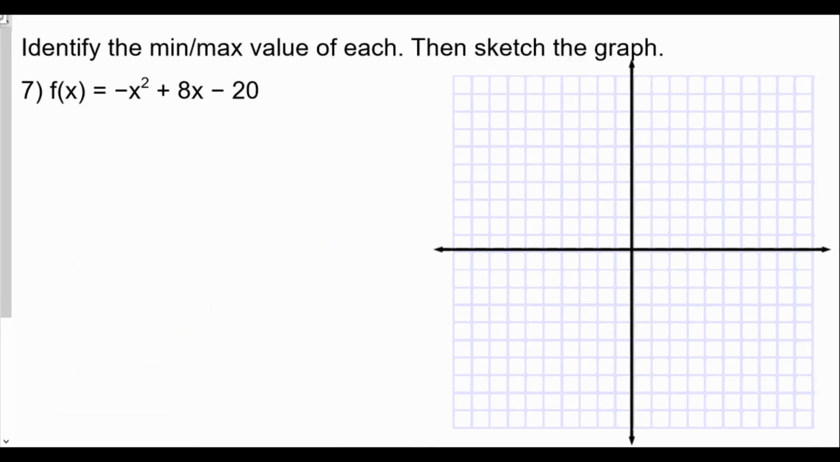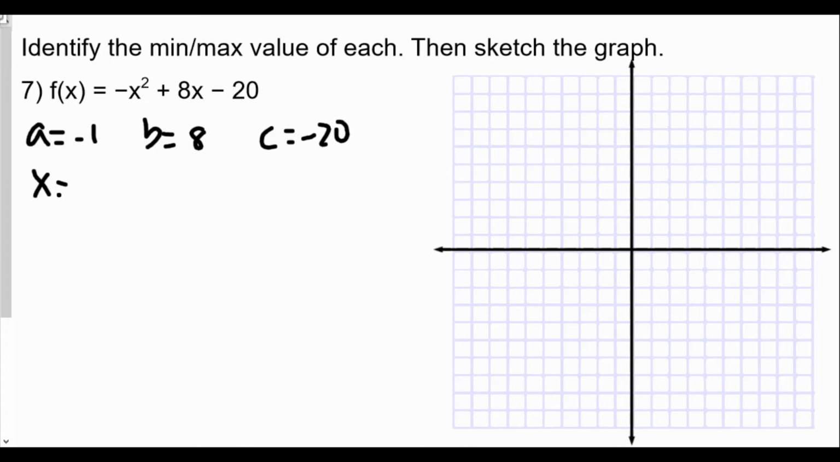Here we're going to identify the min and max of each and then sketch the graph. For number 7, we're going to do the same exact thing as before. Here we're going to label our a, b, and c values. A is -1, b is 8, and c is -20. We want to find our axis of symmetry.